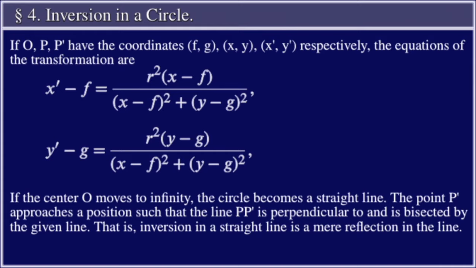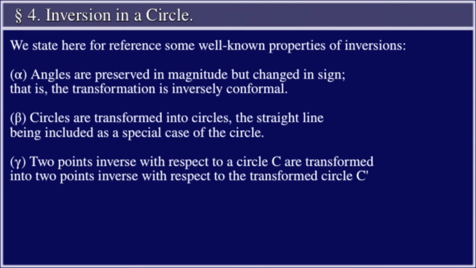If the center O moves to infinity, the circle becomes a straight line. The point P' approaches a position such that the line PP' is perpendicular to and is bisected by the given line. That is, inversion in a straight line is a mere reflection in the line. We state here for reference some well-known properties of inversions.